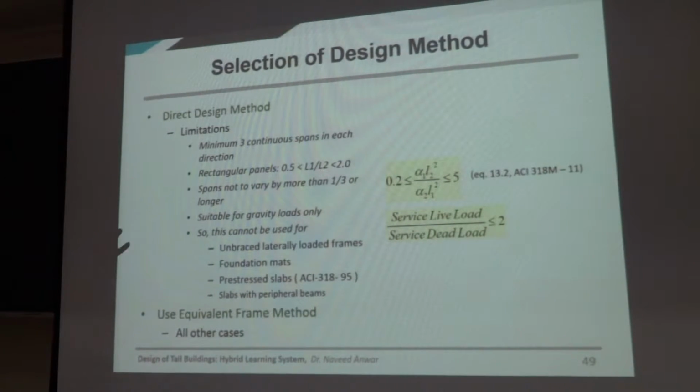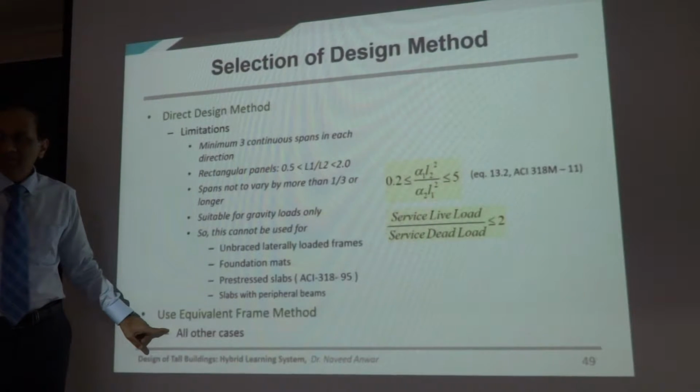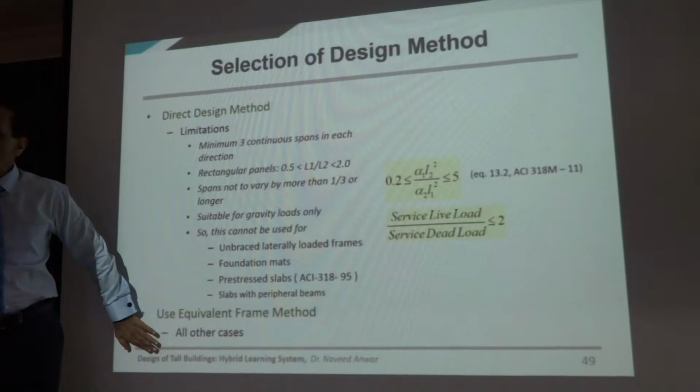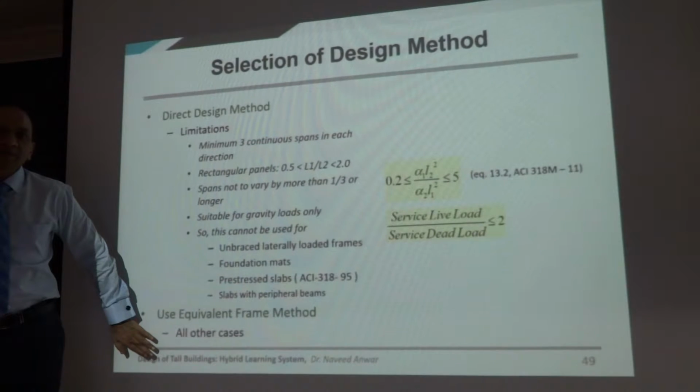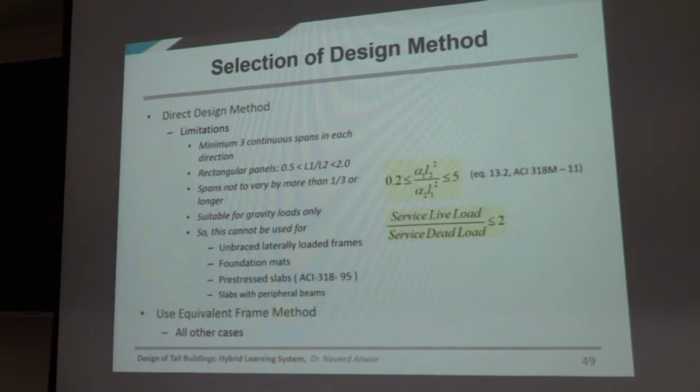If not, then you use equivalent frame method for everything else. Remember, finite element analysis is not here because that is not an approximate method. So that is a totally different thing, right? We will talk about that later. Within the approximate methods, there are 2 categories, direct and equivalent.